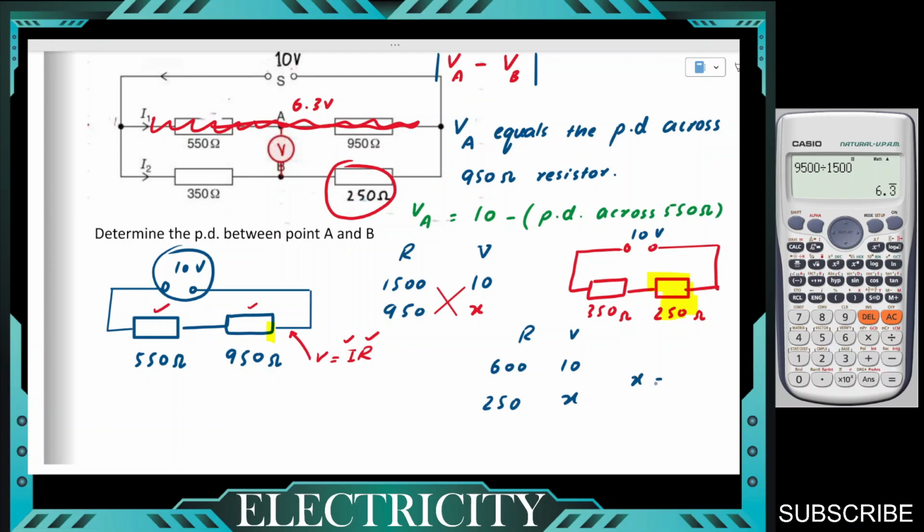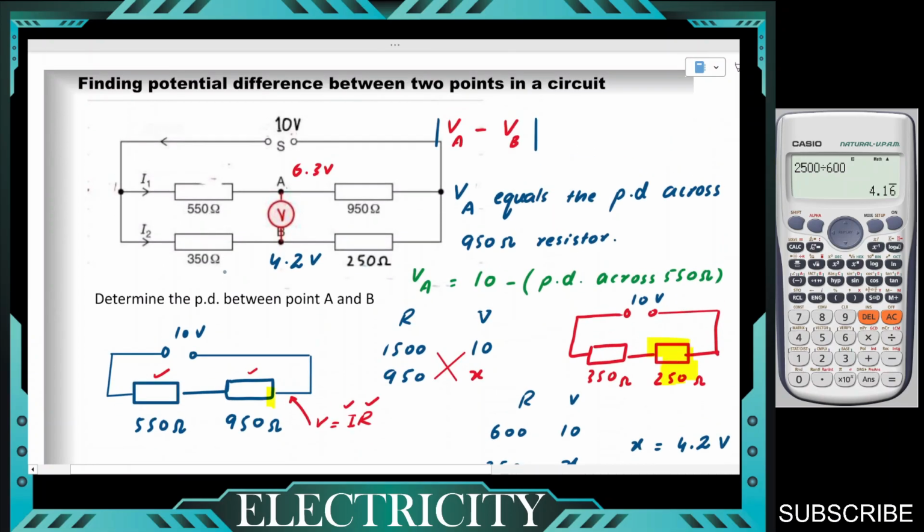And then you find the answer for X, and you simply open up the calculator, just play with the fractions. So you get 2500 divided by 600. You get 4.1666. So I'm going to round it off to 2 SF, 4.2 volts. So the potential at B is 4.2 volts.